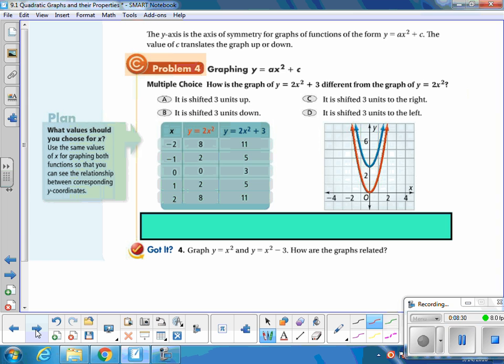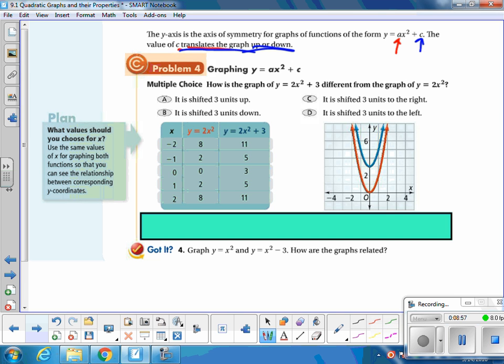The y-axis is the axis of symmetry for the graphs of functions in the form y equals ax squared plus c. The value of c translates the graph. Okay, so your a term is going to help determine if it's pointing upward or downward. The a term also determines how wide the parabola is, but the c term is going to do something different. The c term translates the graph up or down.